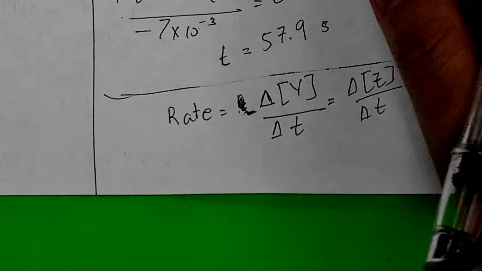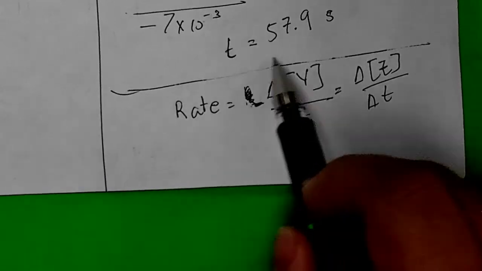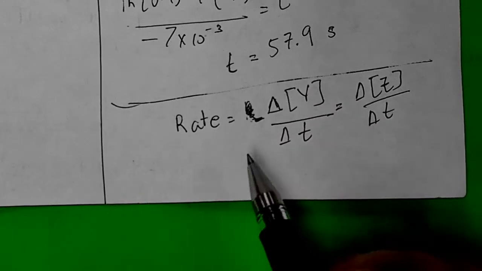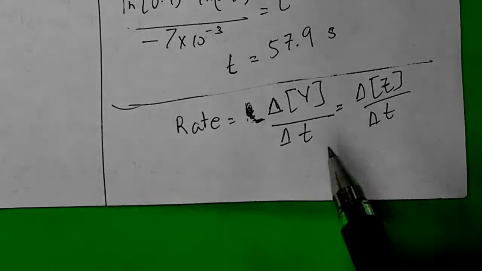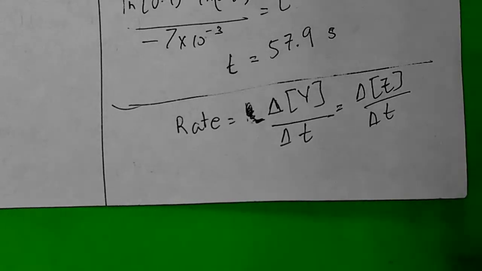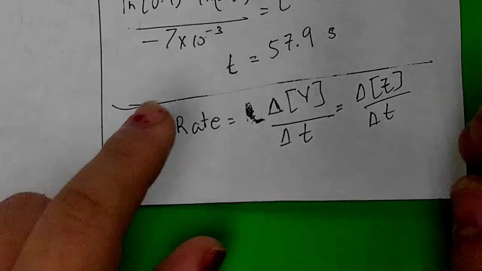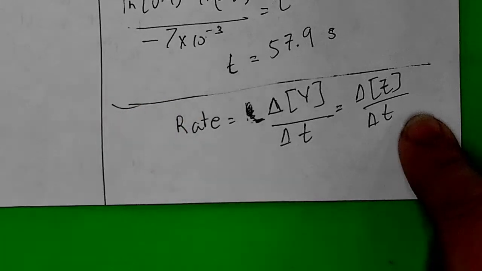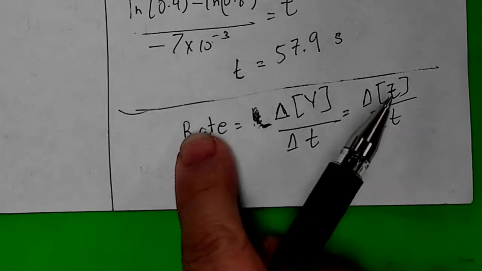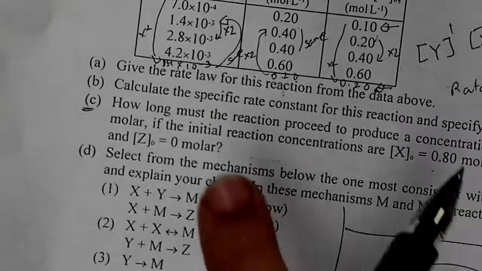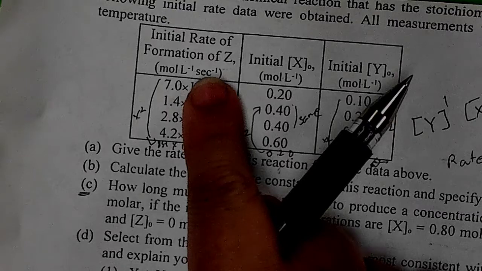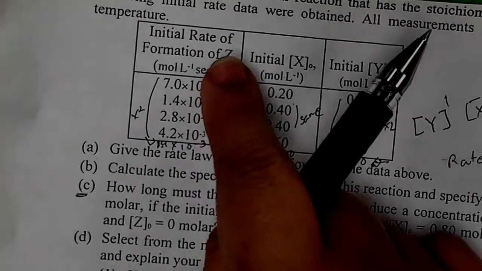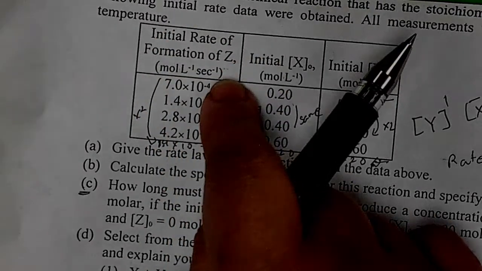I want you guys to be careful when you use this one. In fact, the only time I'm going to say you use this one is when they ask for rate of appearing or rate of disappearing of a certain thing. Here's a reason why I don't want you to use this: this rate is not equal to this rate right here. This rate is the initial rate of formation of Z.